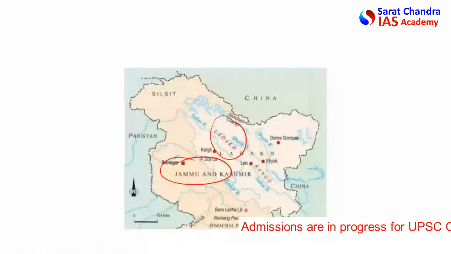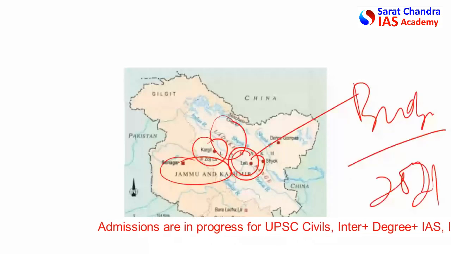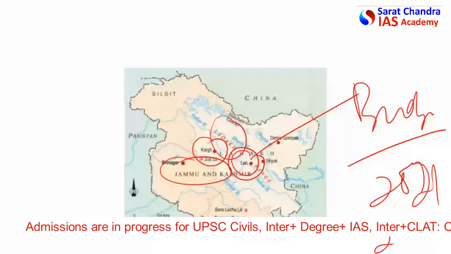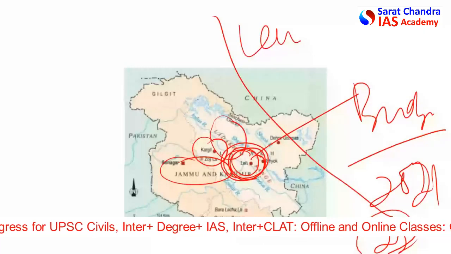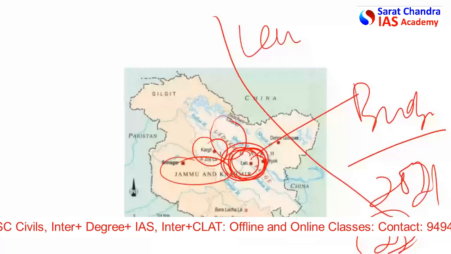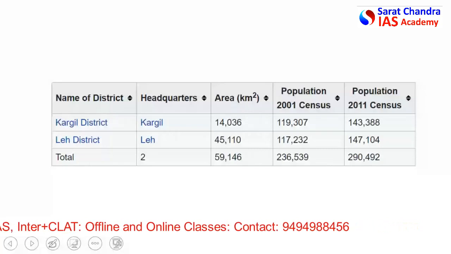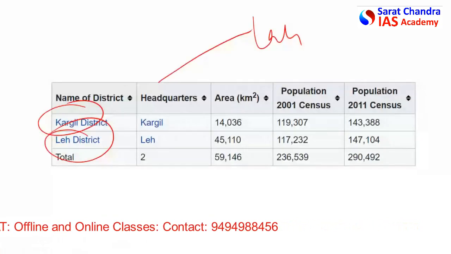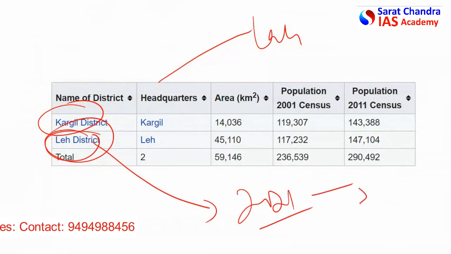In the budget 2021-2022, a central university was planned in Leh. There is a central university which is going to open in Leh. So there are two districts in Ladakh, Kargil district and Leh district. These are the two districts of Ladakh. This is some political things, and Leh is very famous. There is an allotment for the Central University of Leh in the 2021-22 budget.